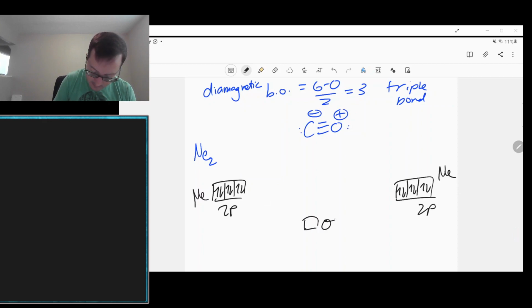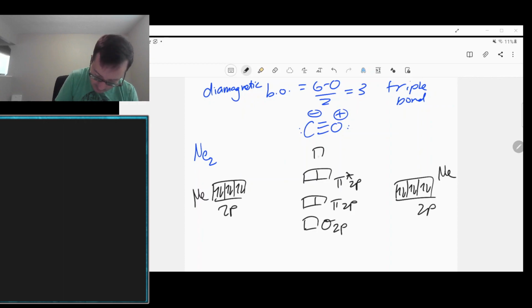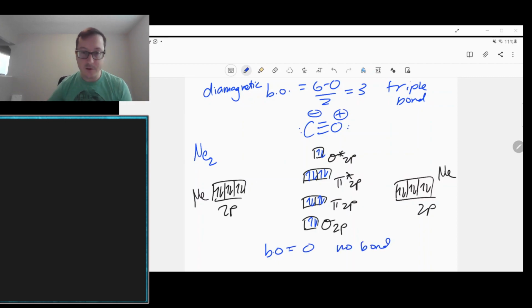We've got our sigma 2p, pi 2p, pi star, sigma star. And if we go ahead and fill these out, 1, 2, 3, 4, 5, 6, 7, 8, 9, 10, 11, 12, bond order of 0, no bond. So we are going to end up seeing that dineon would not exist, right? We're expecting a bond order of 0, and so we're not going to see anything happening there. All right, so that's the idea here.